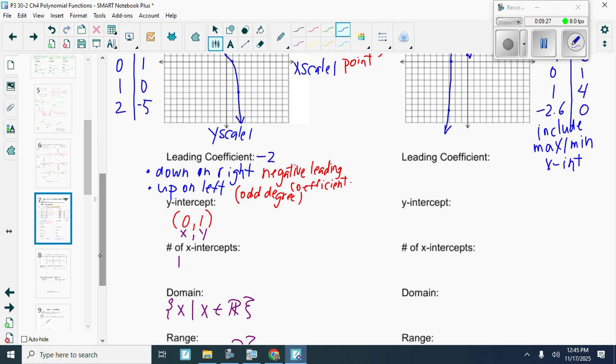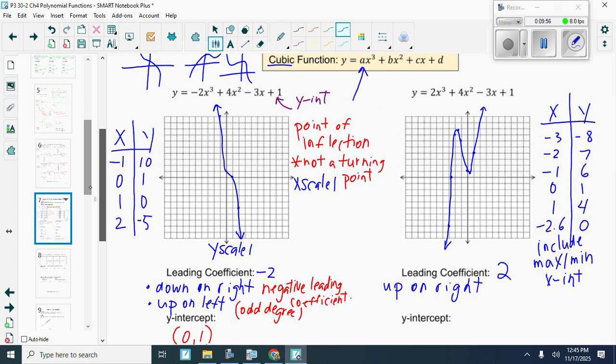Okay, so what did you fill out for your leading coefficient? 2. Awesome. Okay, tell me about the graph. What does it do on the right? Up. Okay, it told me that we have a positive leading coefficient. Guys, if it's a positive leading coefficient, it's up on the right always. So up on the right, and because it's an odd degree, it's down on the left.